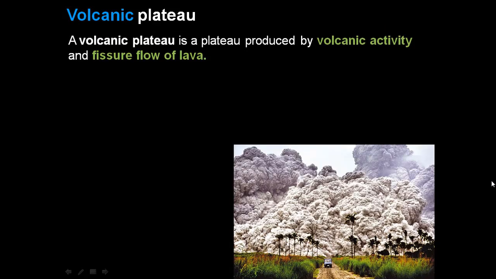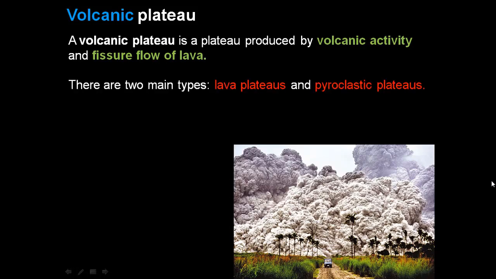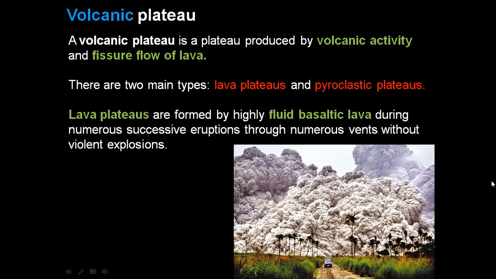A volcanic plateau is a plateau produced by volcanic activity and fissure flow of lava. Fissure flow of lava means the lava that spreads from a crack or a fissure. There are mainly two types of plateaus, lava plateaus and pyroclastic plateaus. Lava plateaus are formed by highly fluid basaltic lava.